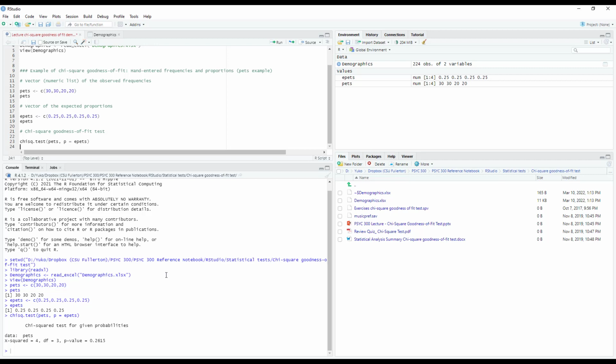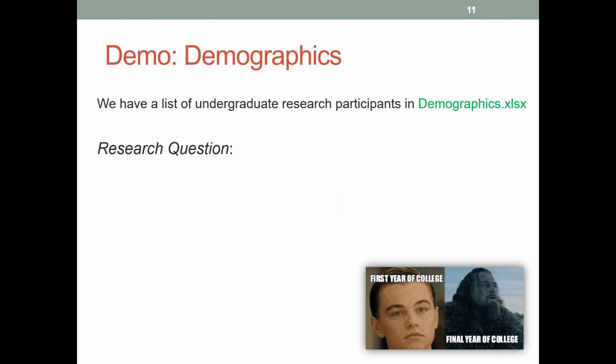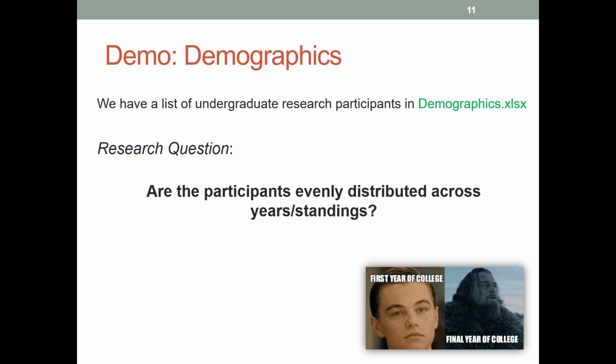But what happens when we have a data set to work off from? Let's take a look at that type of example now. We're going to work off from a data set called demographics, which you can download as an Excel spreadsheet or workbook from Canvas. Let's say that we had this research question: are the participants in the sample evenly distributed across class years or standings? Let's begin to explore that question in RStudio.